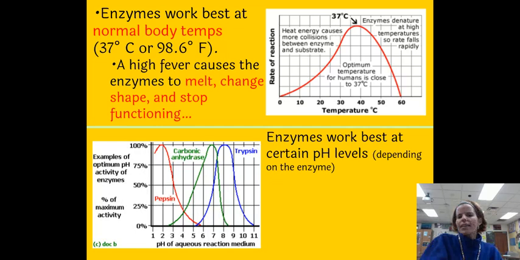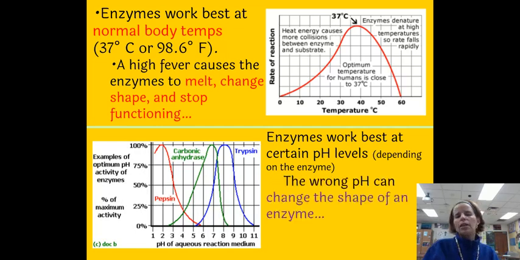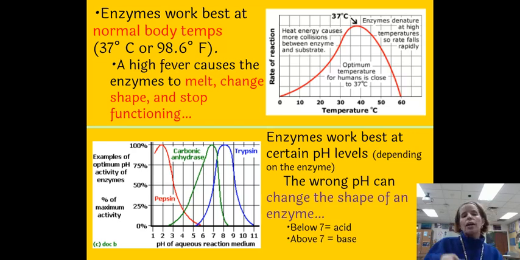And then this last thing just talks about pH again. Enzymes work best at certain pH levels depending on the enzyme. So the enzymes that live in our blood work best at a neutral pH of 7. Enzymes that live in our stomach prefer acidic pHs, and enzymes that live in our intestines prefer basic pHs, so high pHs.